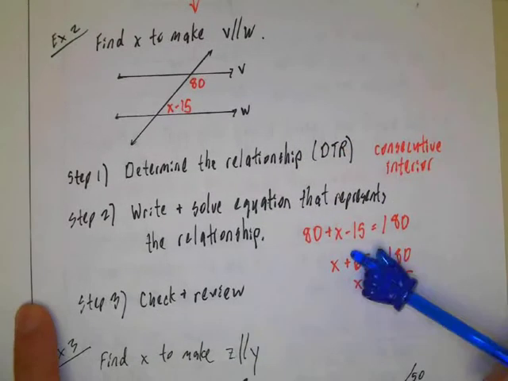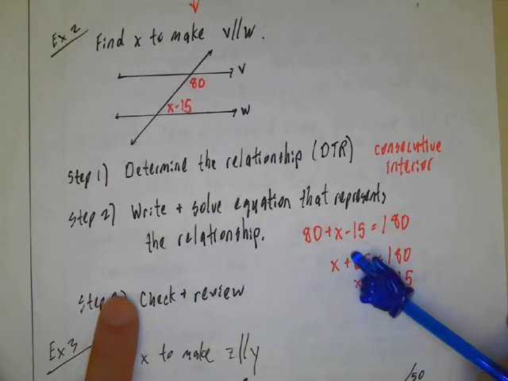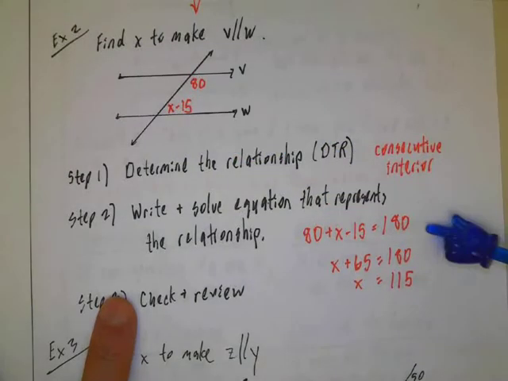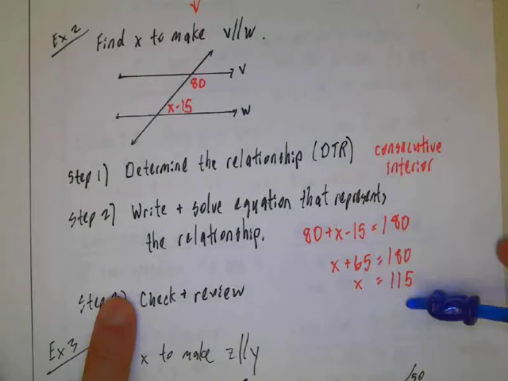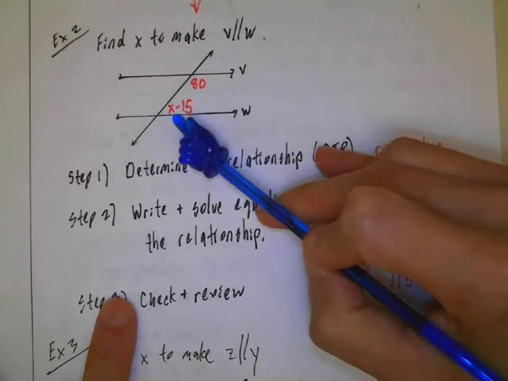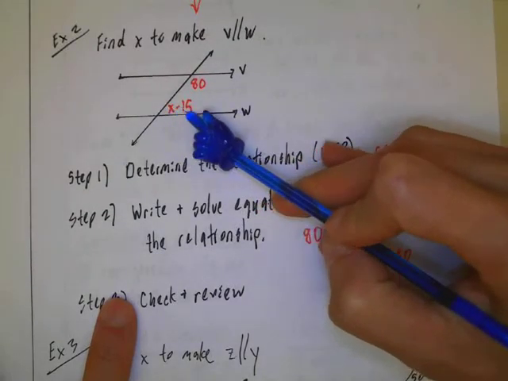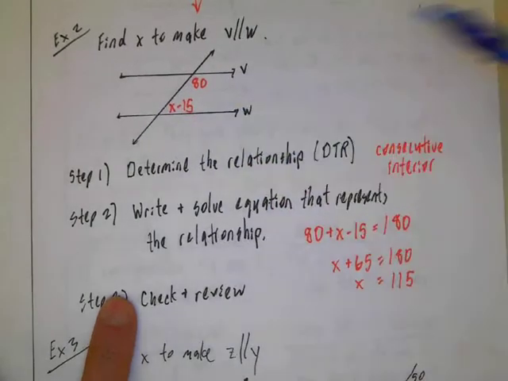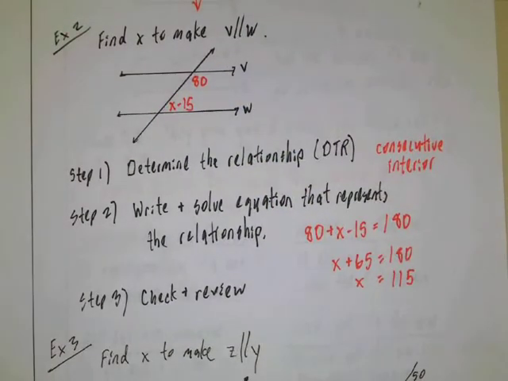So the equation, we got to write and solve an equation that represents that relationship. If 80 plus x minus 15 equals 180, then the two lines will be parallel. We get x is 115. So 115 minus 15 is 100. 100 plus 80 is 180. Hence these two lines are parallel.